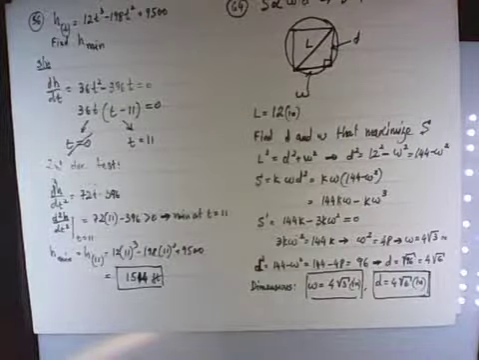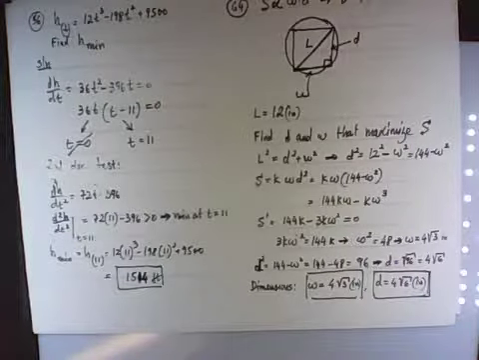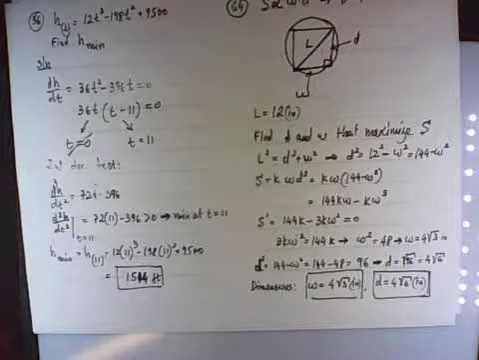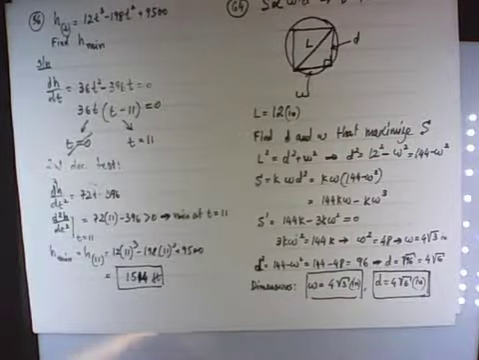Hmm? 6.9 and 9.8. It's probably, well, 4 times 1.732. That's right. Thank you.